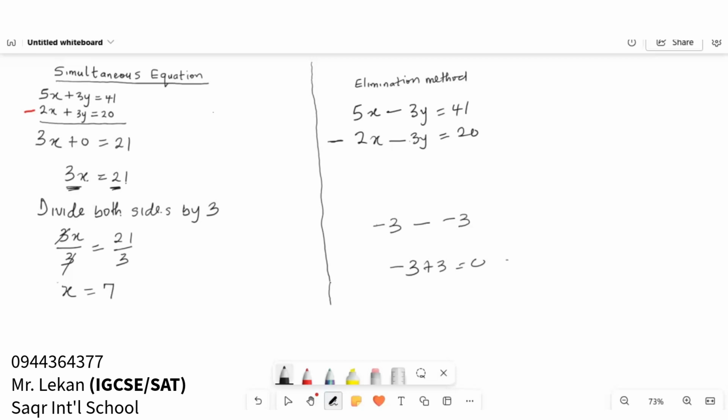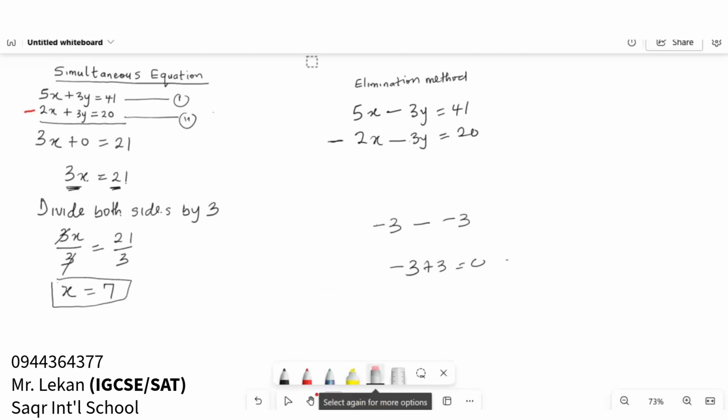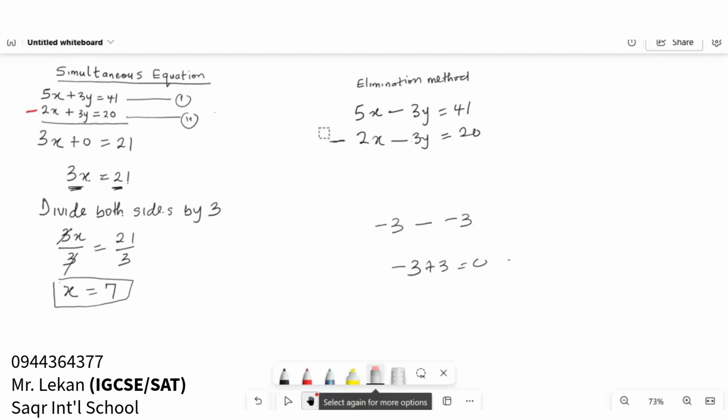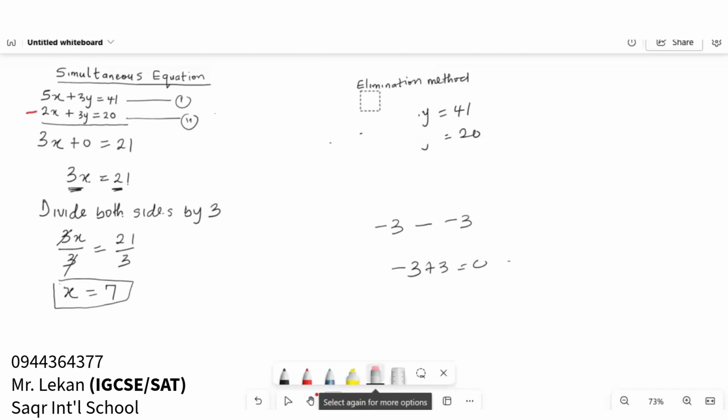So since my x is 7 here, I have to go back to any one of those equations. Don't forget that this is my equation 1 and this is my equation 2. And we already got x to be 7 right here. So I can go back to any one of them, using equation 1 or equation 2. They will give me the same answer for the value of y. Now, let's see it quickly. Let's go back to equation 1.